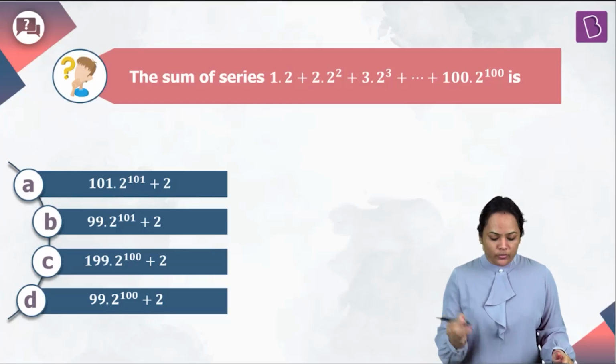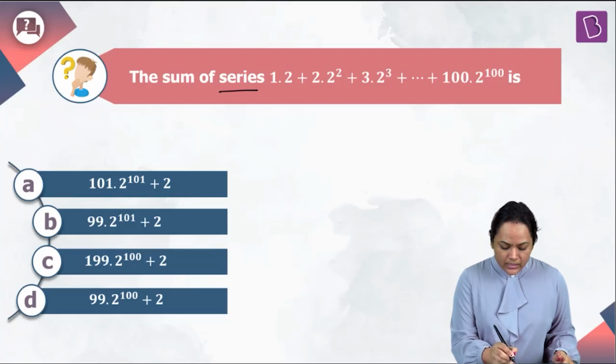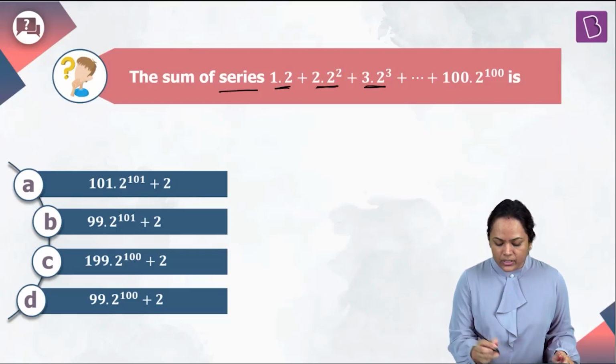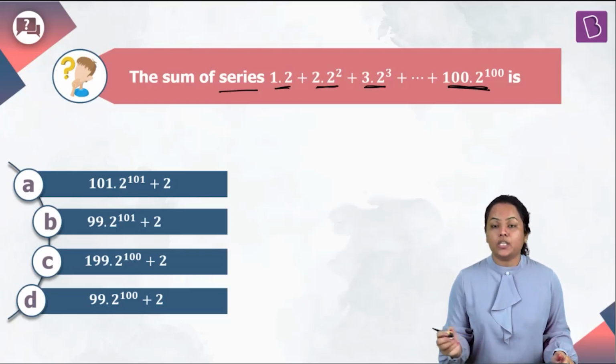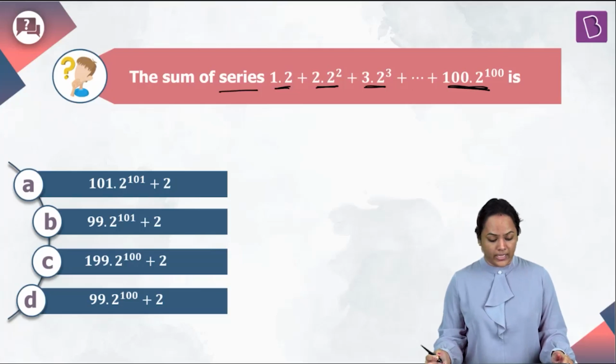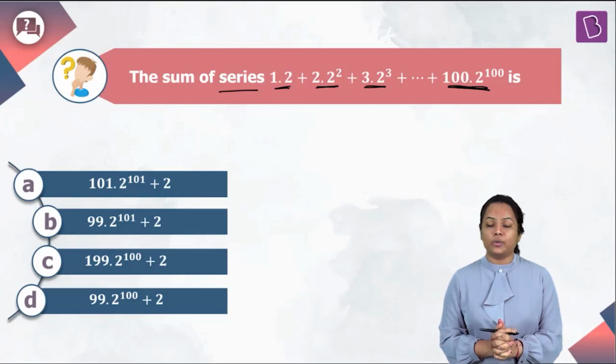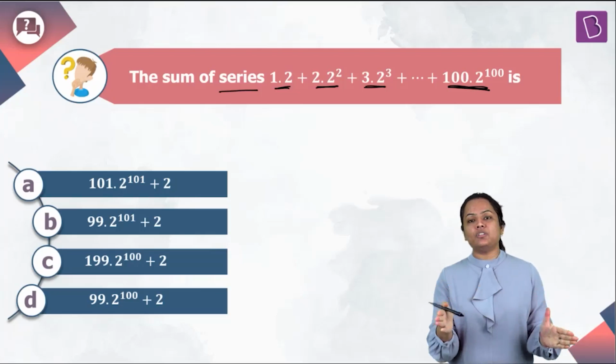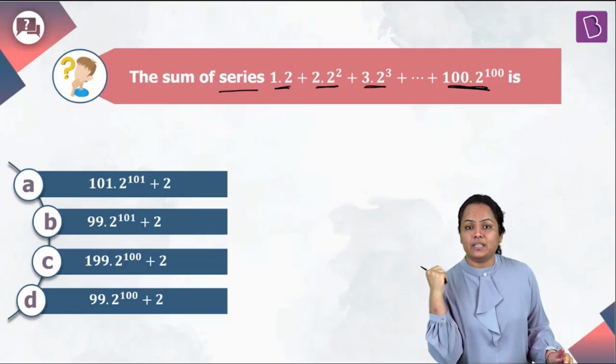So in this question, what they have asked is the sum of the series 1 into 2 plus 2 into 2 square plus 3 into 2 cube till 100 into 2 raised to 100. They have given me 4 options also here. So first, to find the summation of this series, I have to identify the series, right?